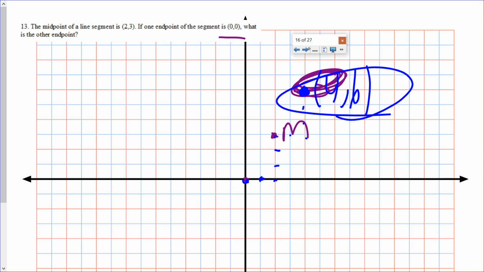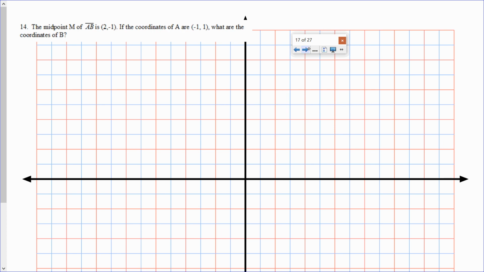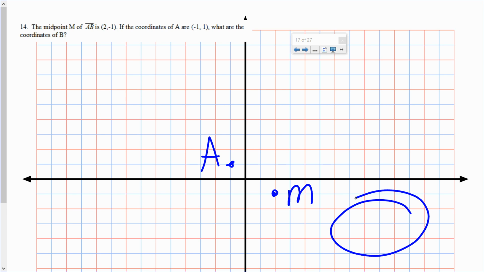Let's do another one. The midpoint of AB is 2, comma negative 1. So make sure you label the midpoint with an M, just so it's more clear what's what. A is negative 1, 1. What are the coordinates of B? Well, since M has to be in the middle, B needs to be somewhere over there.